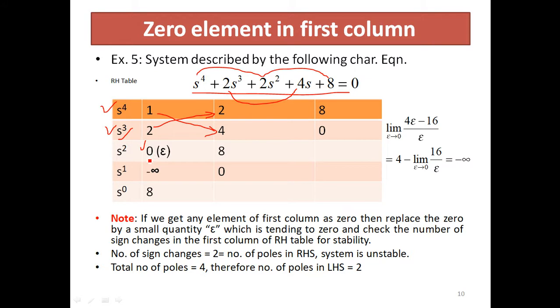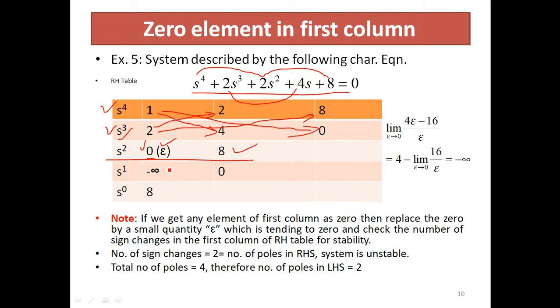In the last lecture we considered that if there is a row containing 0 as the first column element, then it is replaced by a very small quantity epsilon, which is tending to 0. So here this 0 is replaced by epsilon. This element can be calculated by multiplying 2 into 8 minus 1 into 0, divided by 2, so 8. So the first element of this row is 0, which is replaced by epsilon.